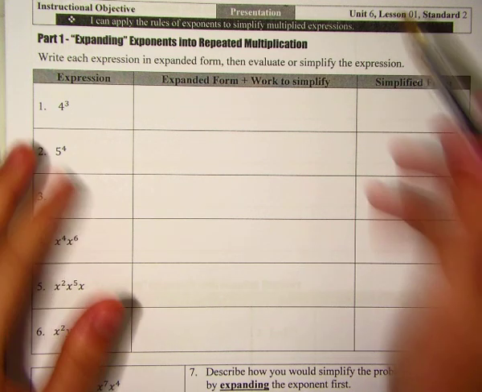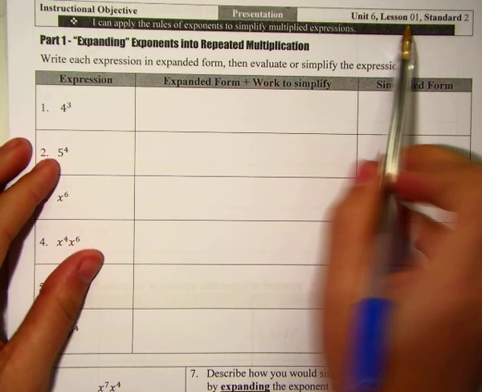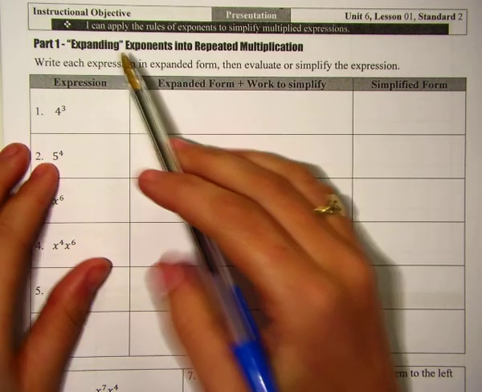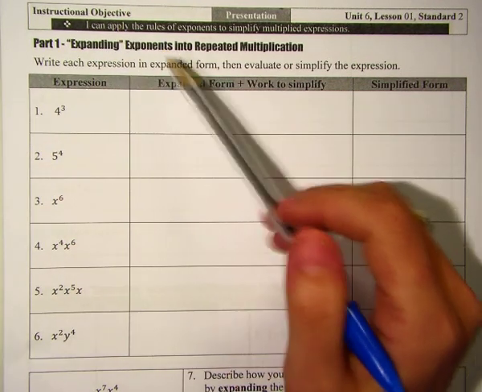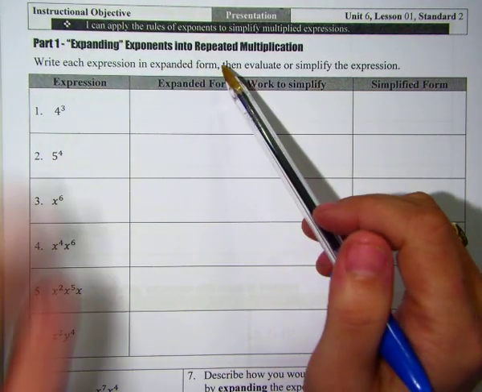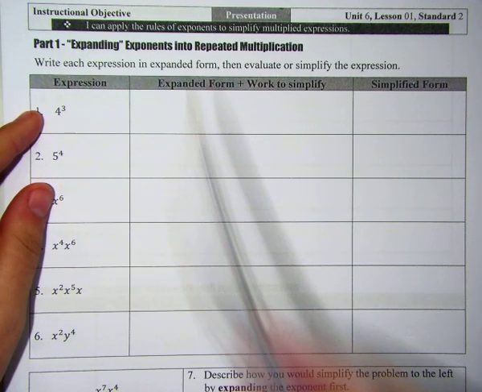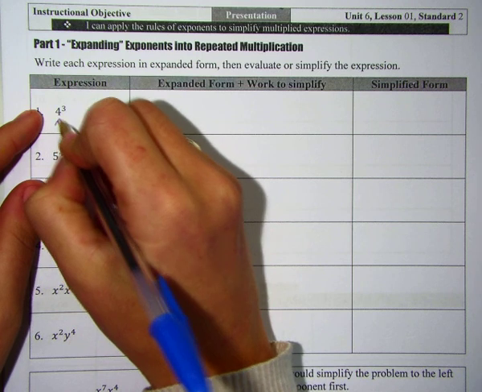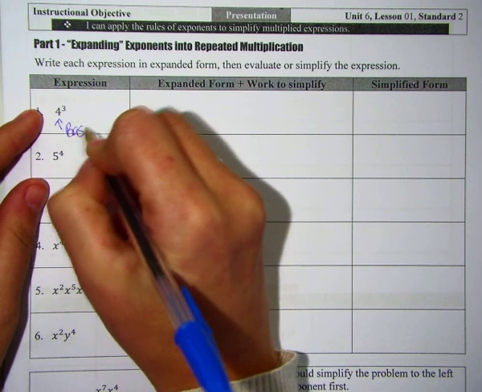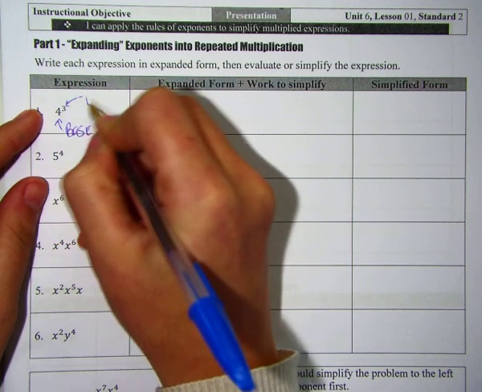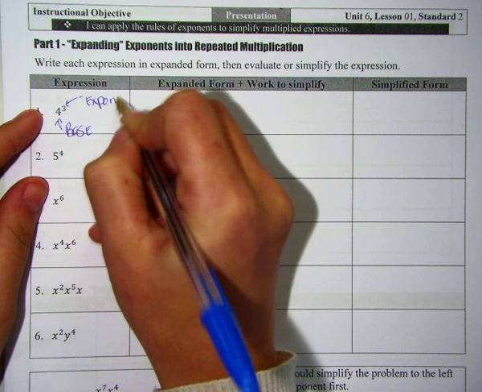Okay, this is lesson 6.1, which is the product of powers property. First thing we're going to do is expand exponents into repeated multiplication. So this is 4 to the third power, where 4 is the base and the 3 is what we call the exponent.